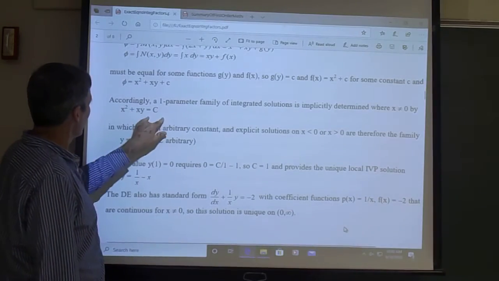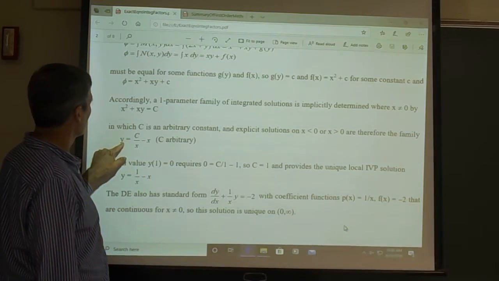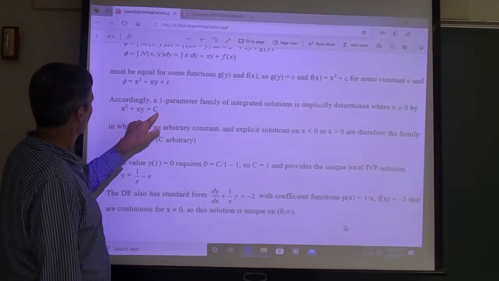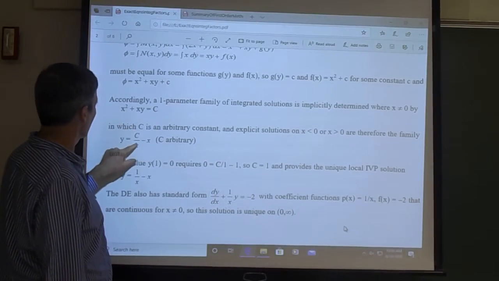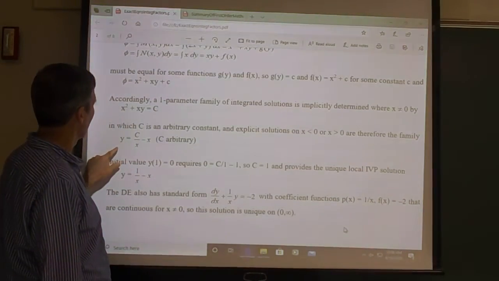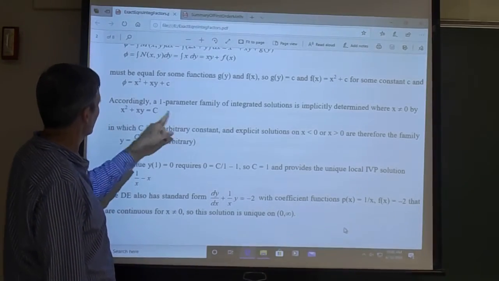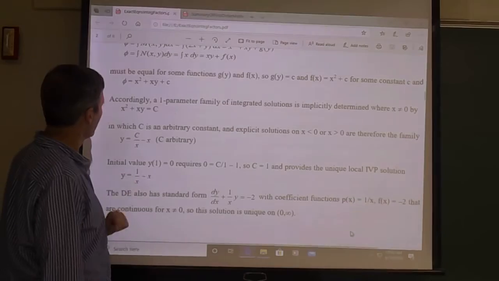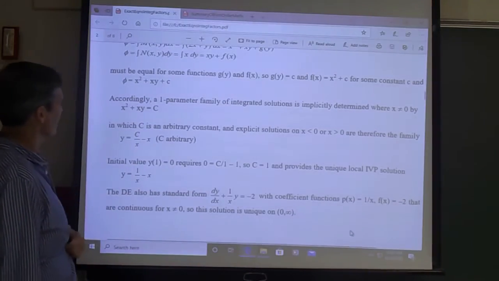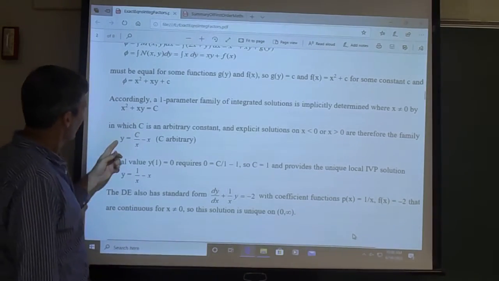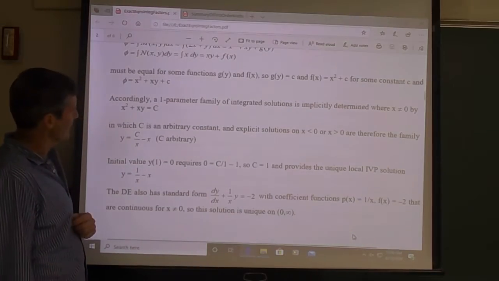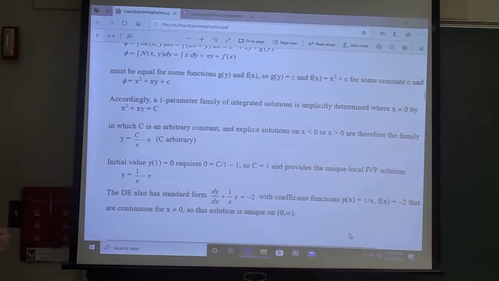If you divide through by x, you get y equals c over x minus x. Oh, I'm sorry, I didn't write that right. It's c minus x squared all over x. It comes out to be y equals c over x minus x, with c arbitrary. Here are all the integrated solutions we can get.